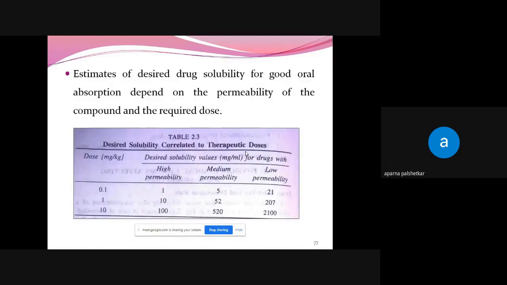Then here basically there is a dose given. With respect to the dose, what would be the solubility parameter for the drugs? If it is a 0.1 milligram per kg body weight dose, the high permeability, the medium and the low permeability values are discussed with respect to the therapeutic doses.